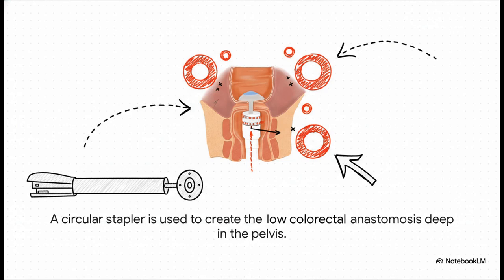This image shows that final step of reconstruction. You can see the circular stapler being fired to create the coloanal anastomosis. The anvil of the stapler is secured in the colon, it's passed down and connected to the stapler body, which we've inserted through the anus. When you fire it, it simultaneously staples the two ends together and cuts a new opening. It's a really elegant technique for restoring continuity deep in the pelvis.